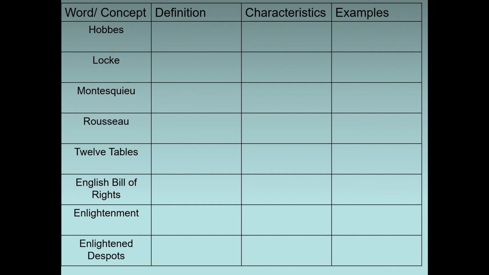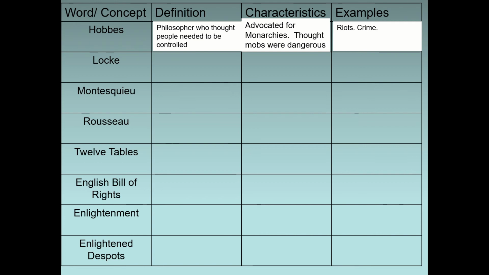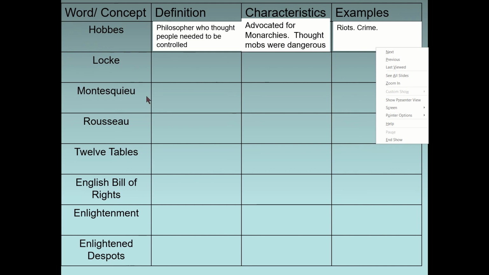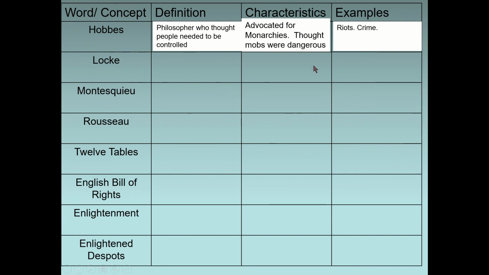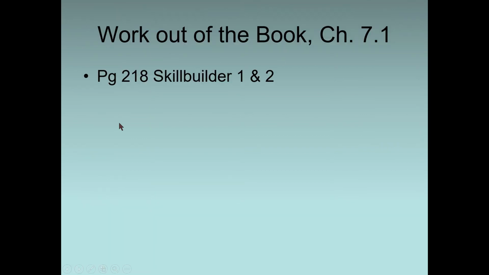We're going to do this in class, but basically you're dipping back into Unit 1, and you're going to talk about Hobbes, Locke, and all these guys. Hobbes was a philosopher who thought people need to be controlled. I gave you the first one, so you know what to do. So there are the examples right there, and you would just complete the rest in class.